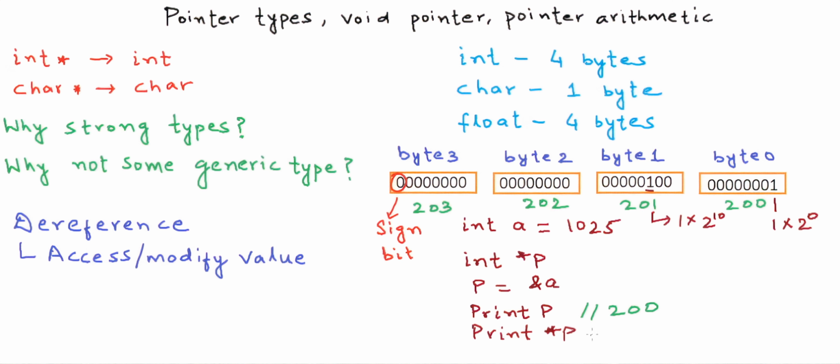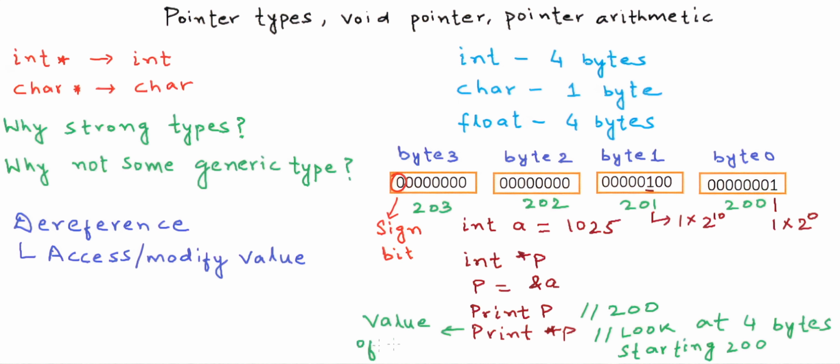address. Then the machine sees that p is a pointer to integer, so we need to look at 4 bytes starting at address 200, and the machine knows how to extract the value of an integer data type. So it retrieves the value 1025 out of these 4 bytes. Now if p was a character pointer, then while dereferencing, the machine would have looked at only 1 byte, because a character variable is only 1 byte.